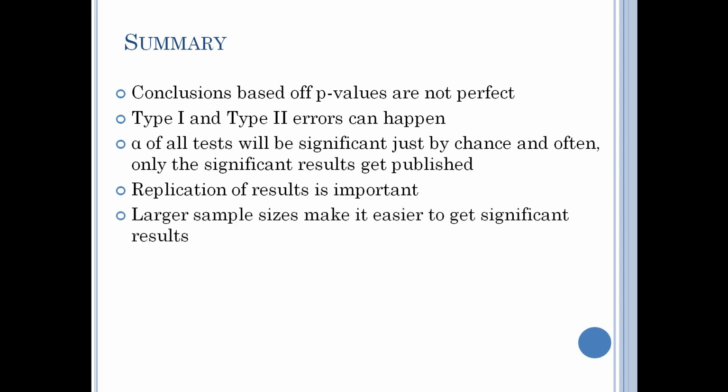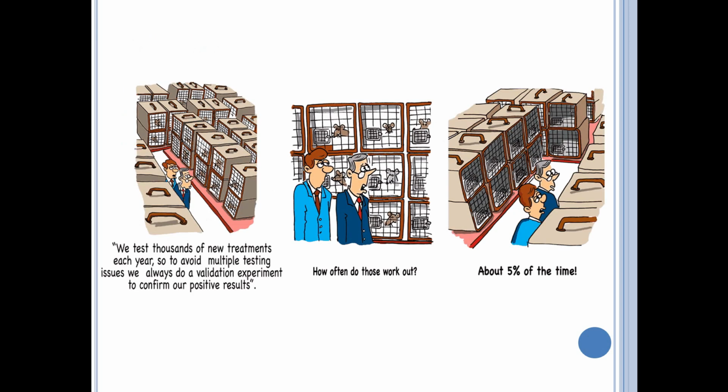The last thing we covered is that whenever you want to minimize the type 2 error, you want to use a larger sample size. And that's it for 4.4.